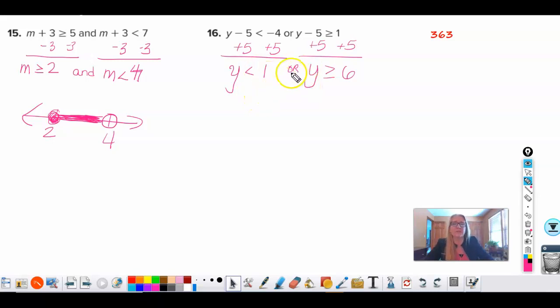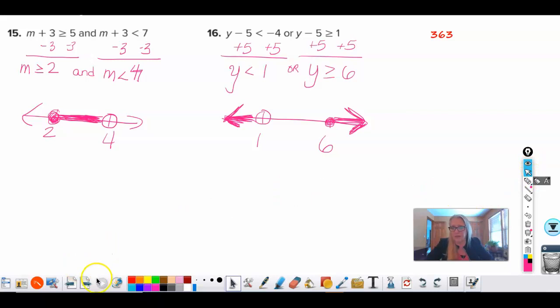Okay, so back to this one. This one's an or, though. So this one is the other case. We need a 1 and a 6. Okay, I want to show that y is less than 1. So open circle at 1, shading to the left. Okay, or it could be values that are greater than or equal to 6. So colored in 6 and shading to the right. So y can be any value less than 1 or greater than or equal to 6. Finally got it right. Finally.